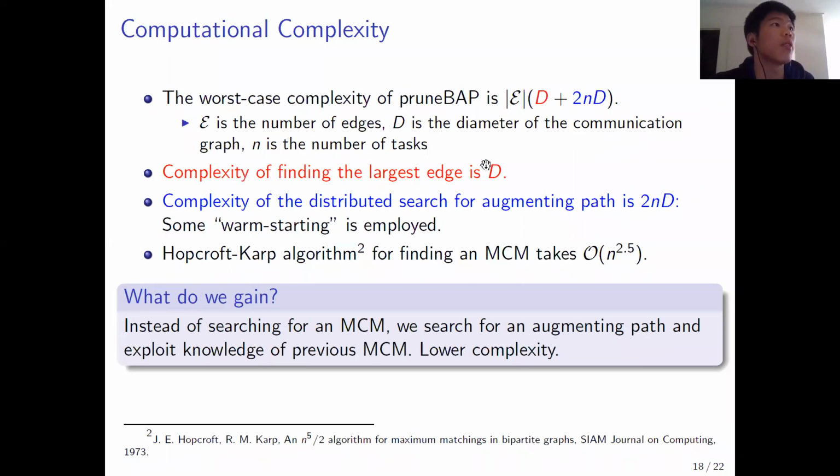The complexity of finding the largest edge, so the maximum consensus algorithm, had a complexity of just D, and 2ND comes from the distributed search for an augmenting path. Now, if you want to take one thing away from this slide, it would be just this down here at the bottom. So recall that instead of searching for an MCM from scratch, we instead searched for an augmenting path and exploited the knowledge of having a previous MCM.